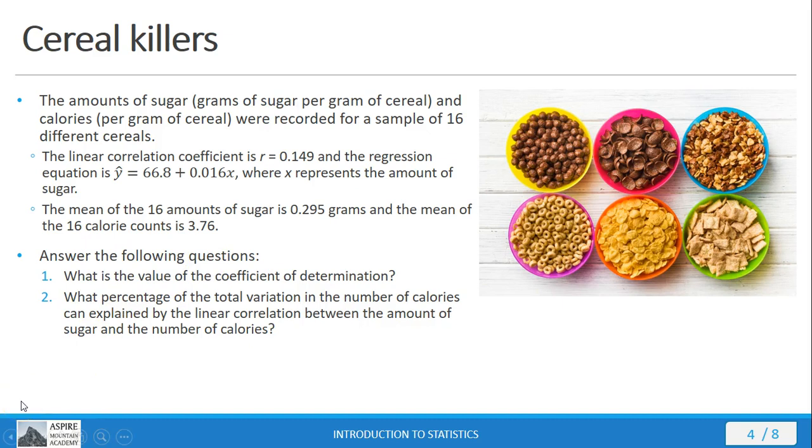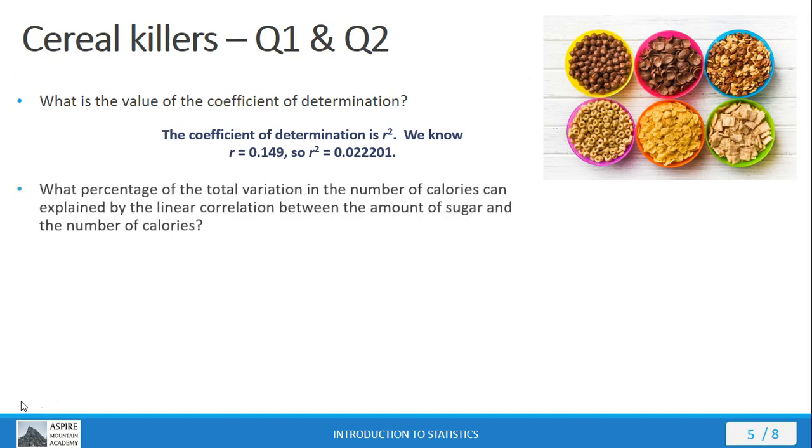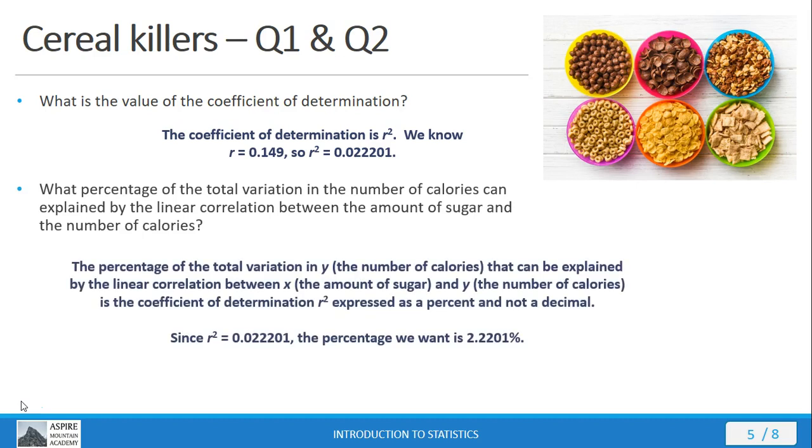So what's the value of the coefficient of determination, and what percent of the total variation in the number of calories can be explained by the linear correlation? Well, the coefficient of determination is just another way of saying explained variation. So here we're just going to square our R value. The explained variation is again going to be the same thing, but we're going to express this in percent form. So we just take that decimal point, move it over 2 places to the right. 2.22% is our explained variation.